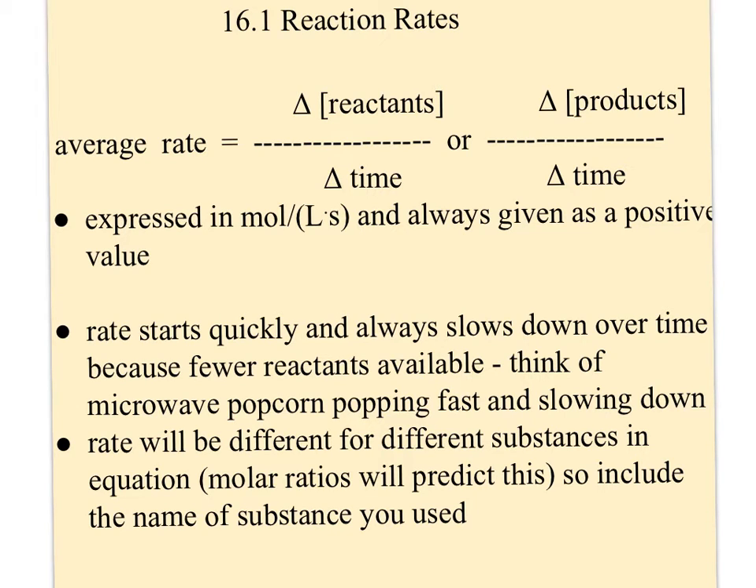Also, the rate will be different for different substances in the equation, so it doesn't matter which reactant or product you calculate the rate for. You just have to let people know which substance you calculate it based on, because the molar ratios then would allow us to be able to predict what the rate would be for the other substances in that reaction. And we'll see this in an example here.